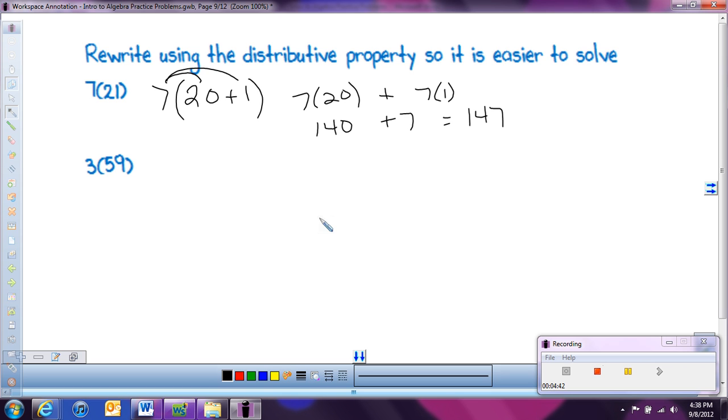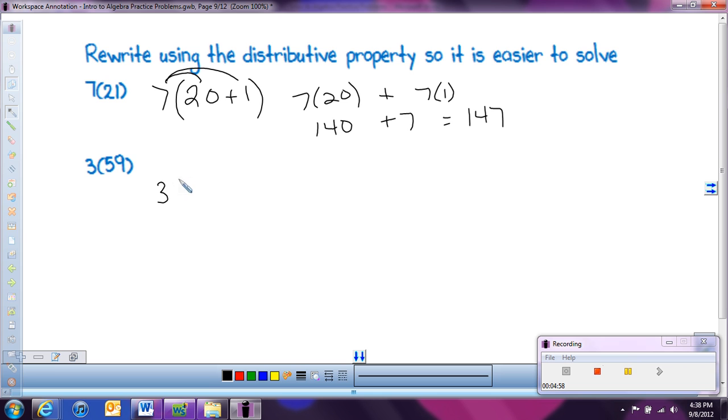So I could have actually solved that problem in my head, and I wouldn't have even had to write this down. But using it like this, setting it up and solving it using the distributive property, just makes problems like this a lot easier to solve. The numbers become much more manageable.